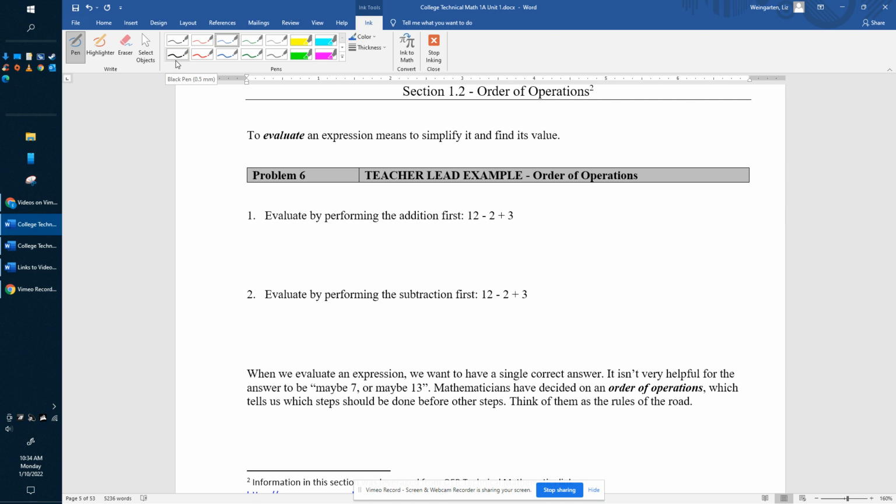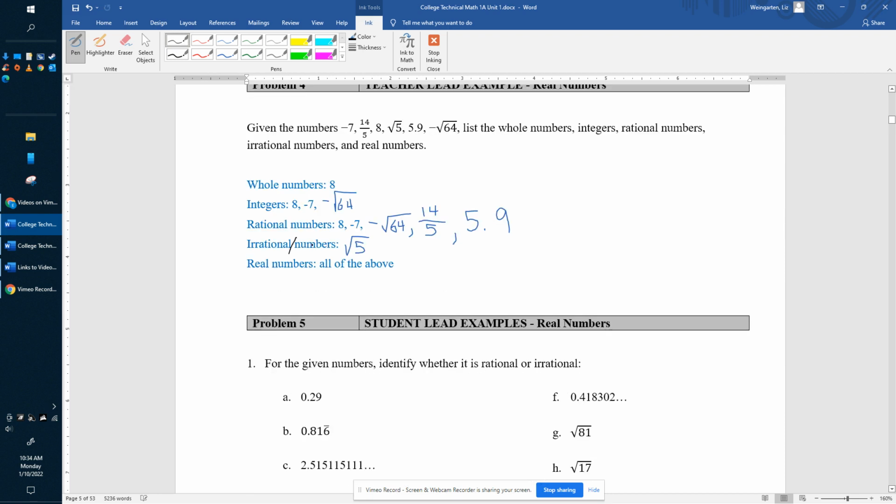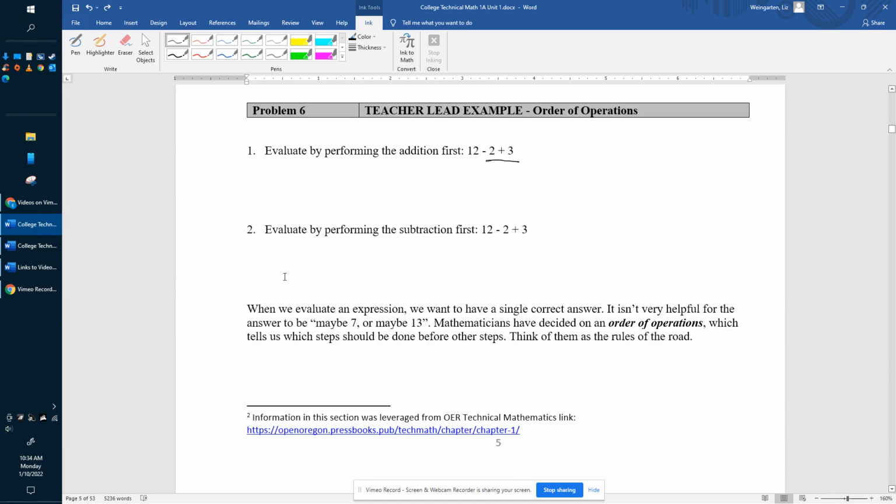It says, evaluate by performing the addition first. So what we're going to do is add these two numbers first. So we're going to end up with 12 minus 5. 2 plus 3 is 5. So when we do this, we are going to end up with 12 minus 5 equals 7.